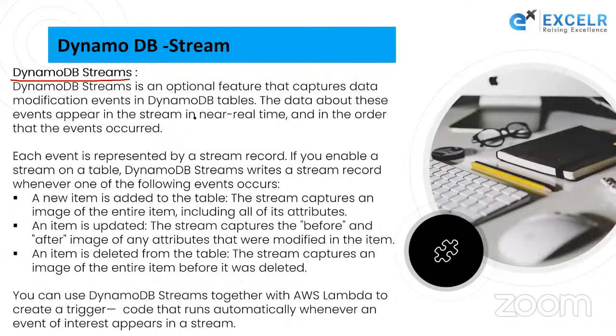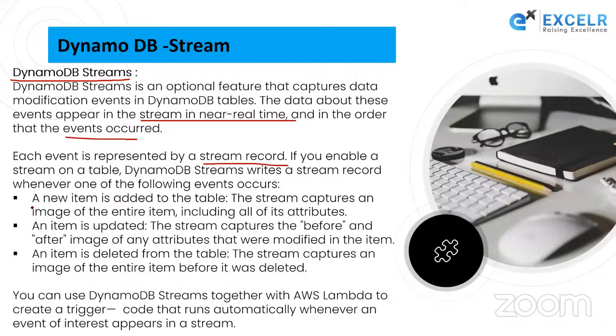Based upon the data in that DynamoDB Stream, we can have this event trigger some kind of action. Remember, earlier we have seen our S3 event notification. It is something similar to this. So it is going to create a stream, in near real time, of the events in the order the events have occurred, and each event is represented by a stream record. It has to be enabled on the table, and then DynamoDB will write a stream for all of these events.